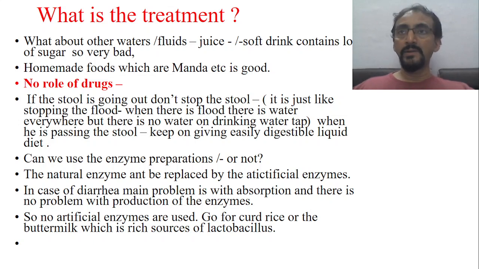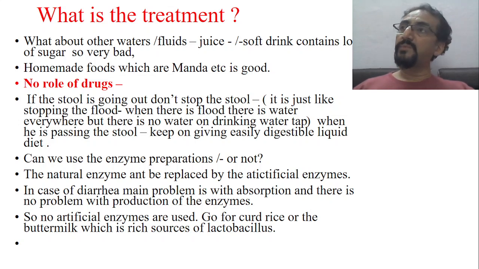That is one point. The second is that most of these fresh juices are also added with so much sucrose, this sugar. The sugar is always dangerous. Already we have the problem with the sugar. So such tetra packs or fresh juices are not good. Of course, homemade juices are okay. Homemade, where you are not adding any sugar, not adding any ice water, completely extracted, can be given.